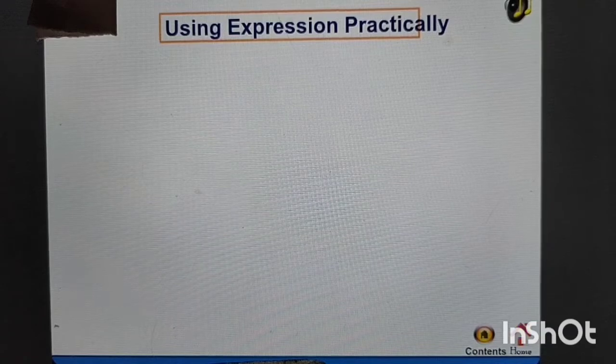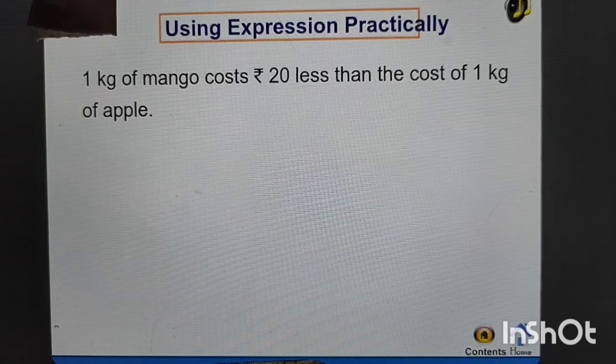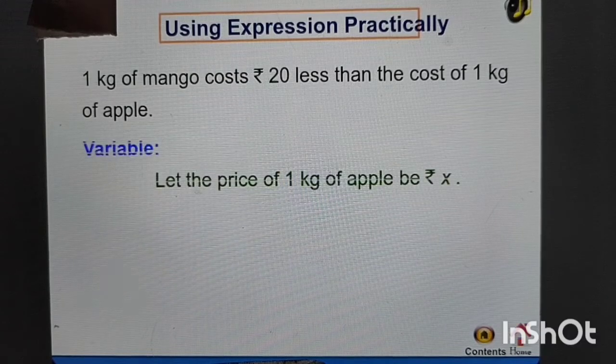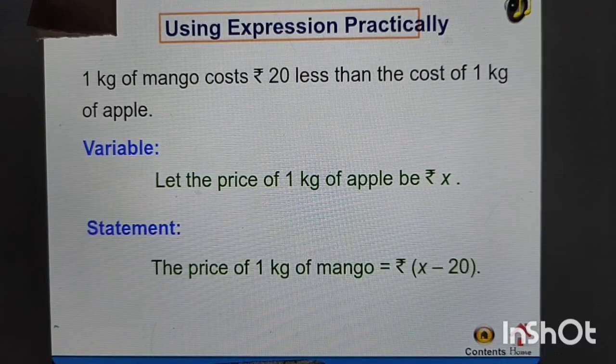Algebraic expressions can be used to represent statements taken from our everyday life. Let us take a statement. 1 kilogram of mango costs 20 rupees less than the cost of 1 kilogram of apple. Let the price of 1 kilogram of apple be rupees x. Then the price of 1 kilogram of mango is x minus 20 rupees.